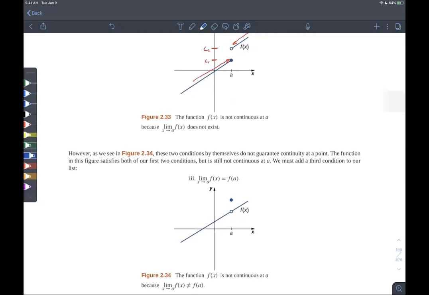And the third condition is that the limit as x approaches a of f of x is equal to f of a.